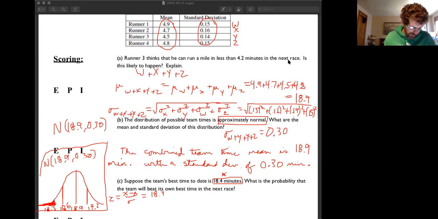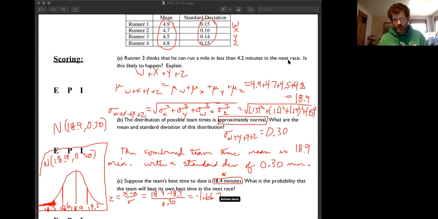18.4 minus the mean, which is 18.9, divided by 0.30 gives me negative 1.6 repeating. So I'll just go 667 right here. And that's going to be good enough for our purposes.